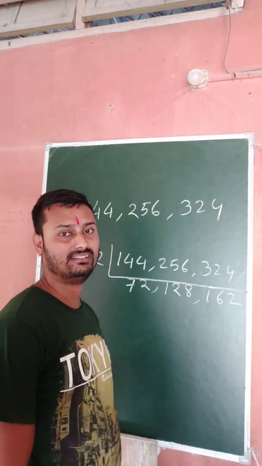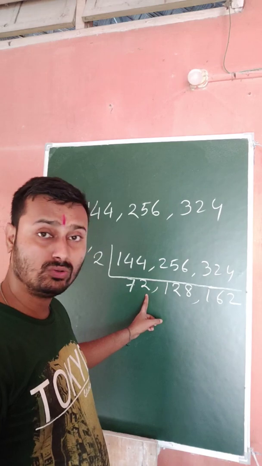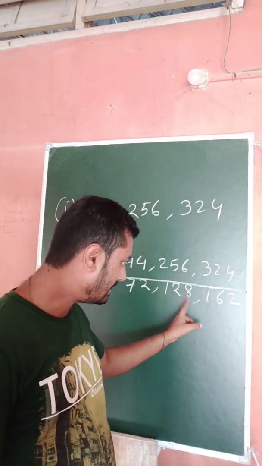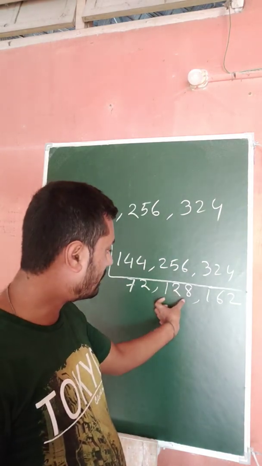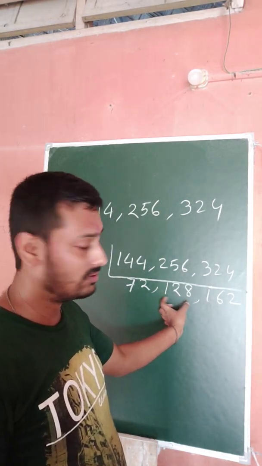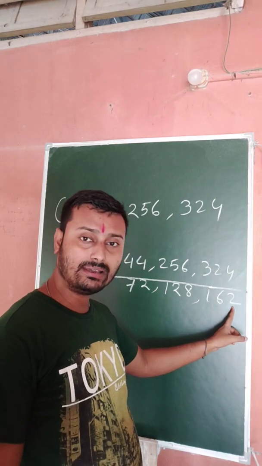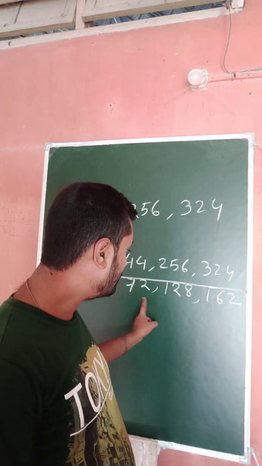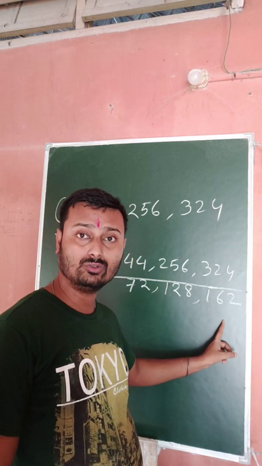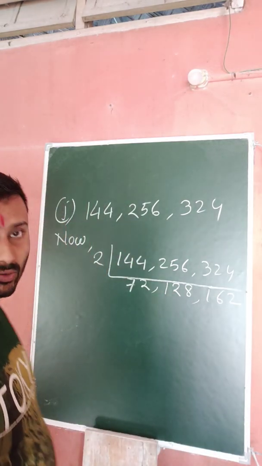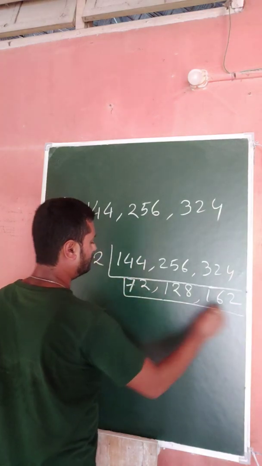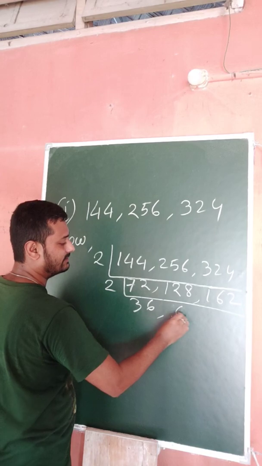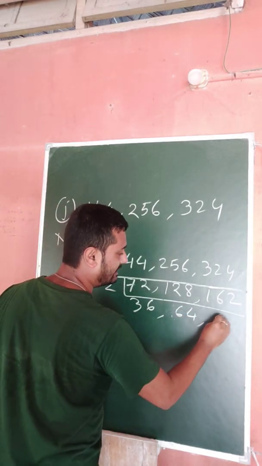And again look at the numbers. Last digit 2, even number, that means 72 is divisible by 2. Last digit is 8, even number, that means 128 is divisible by 2. 162 is an even number, that means divisible by 2. So all the three numbers are divisible by 2. Let us divide by 2. We get 36, 64 and 81.